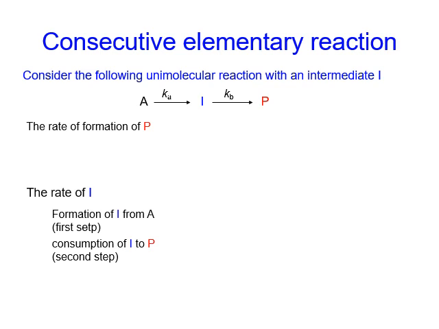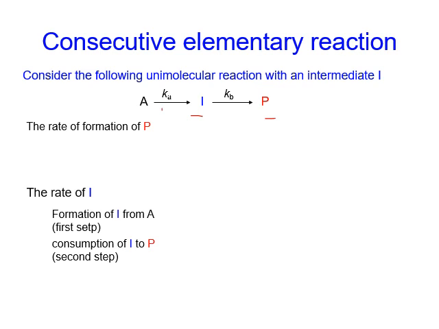So now let's start another simple mechanism called the consecutive reaction mechanism. In this mechanism, the reactants first go through an intermediate I and then go to the product. The first step's rate constant is Ka, and the second rate constant is Kb.